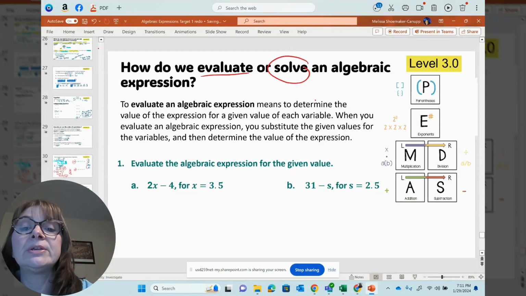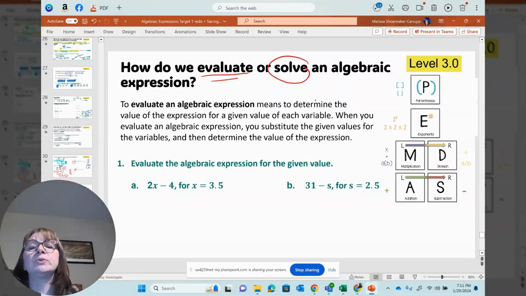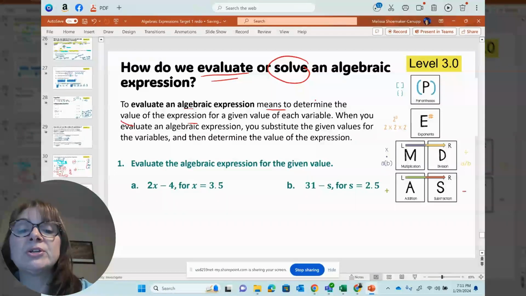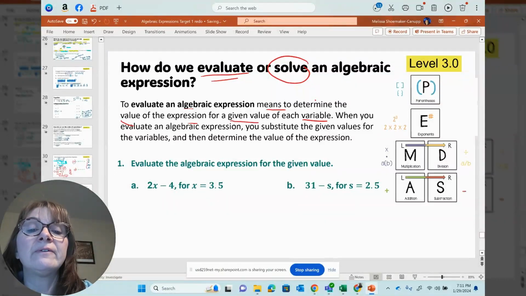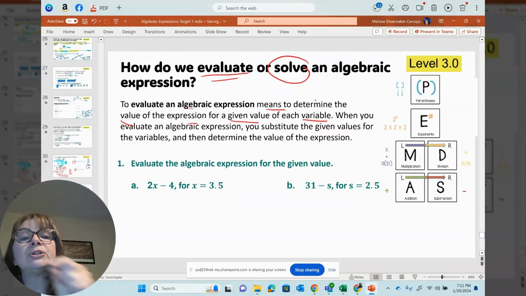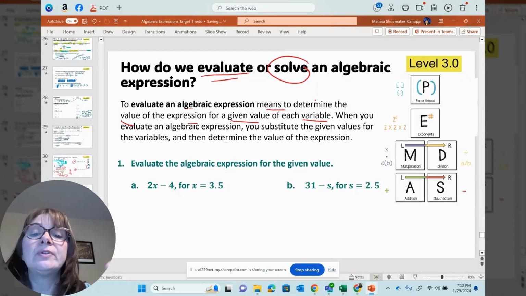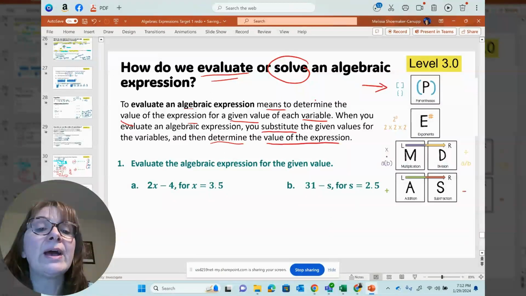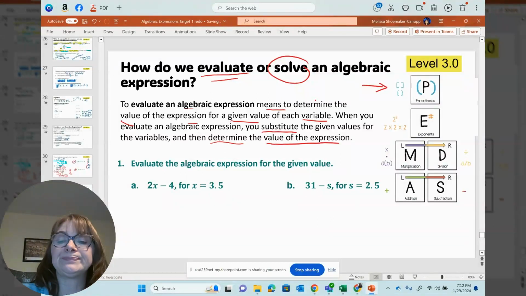So remember, these two words kind of go hand in hand to let you know what's going on. In order to evaluate an expression, it means to determine the value of the expression for a given value of each variable. Remember, those variables are letters that are going to represent a number, and they're going to give you a number to put in place. That's where the substitute comes in, and then you're going to determine the value of the expression. Over here, we have our PEMDAS reminder.